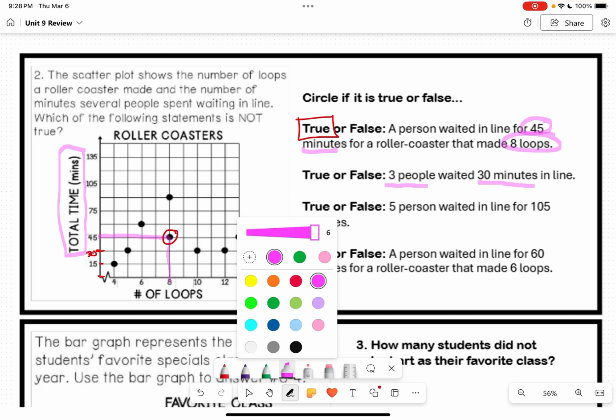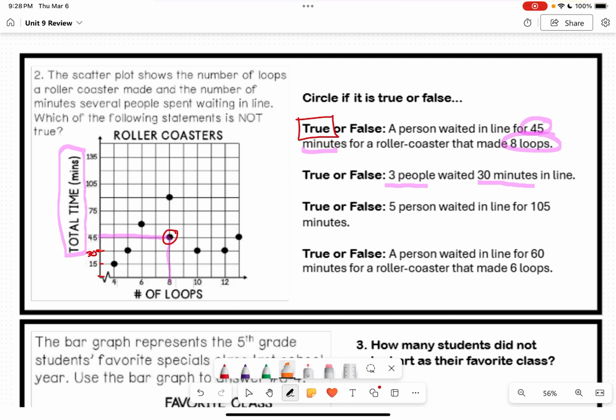So for 30 minutes, it needs to show 3 people. So I'm going to change my highlighter color. And I'm going to extend it all the way down. On the orange line, are there 3 people, or 3 dots that represent people? Yeah. Okay, so this is a true statement. There's 3 people that waited 30 minutes, exactly.